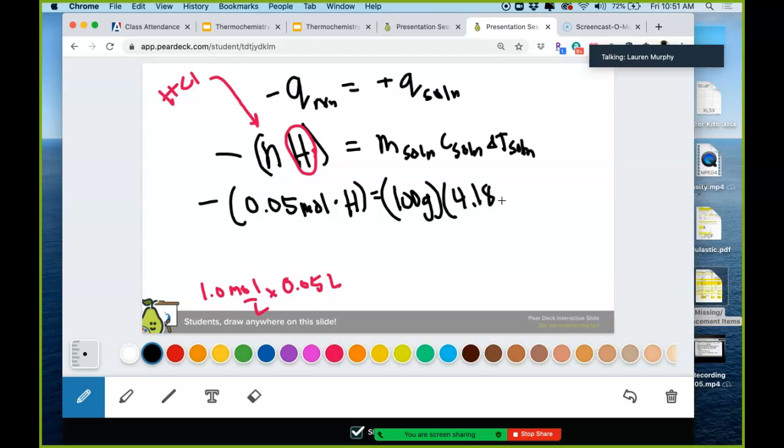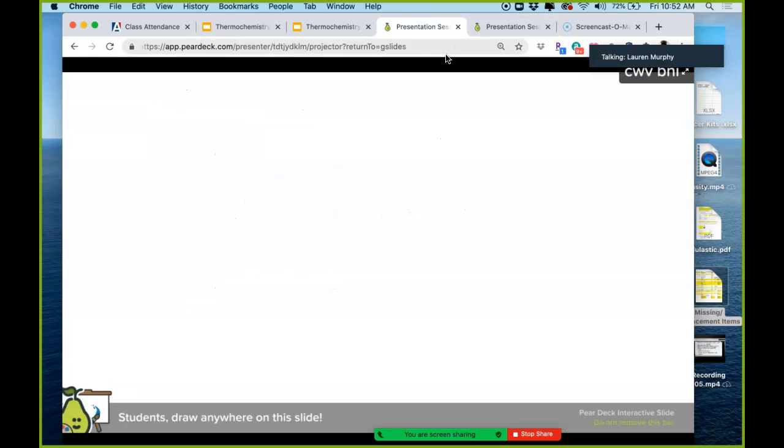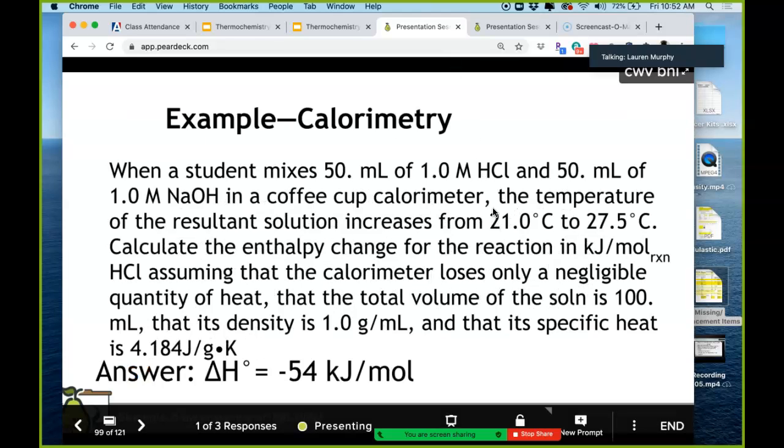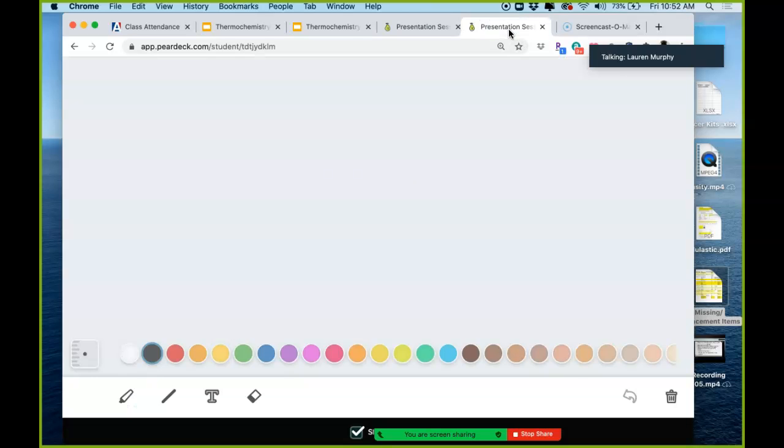And they tell you the specific heat of the solution is 4.18 joules per gram, and then they call it Kelvin. I'm going to just as easily call it Celsius because I'm going to plug Celsius in. Remember that Kelvin and Celsius are interchangeable only in this chapter. And then the temperature change of the solution: it goes from 21 degrees Celsius to 27.5 degrees Celsius. So 27.5 final temperature minus 21 initial temperature is 6.5.